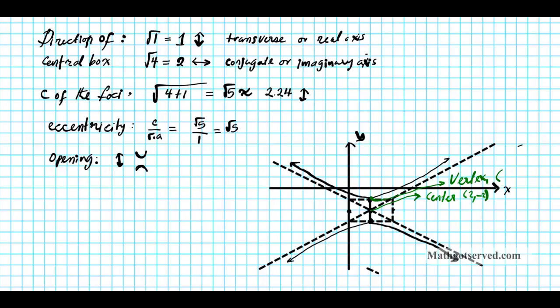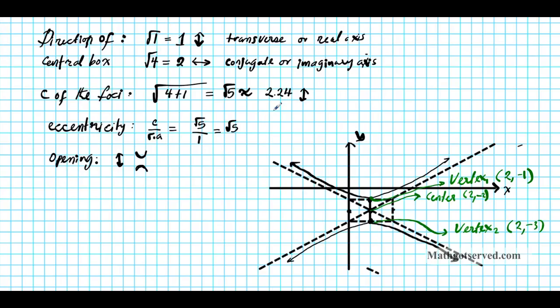Vertex 1 is going to be 1 unit up, so we are adding 1 to our y-axis. So it's going to be 2, -1. And then this is vertex 2 right here. Vertex 2 is going to be 2, and then you subtract 1 from the y-coordinate: 2, -3.